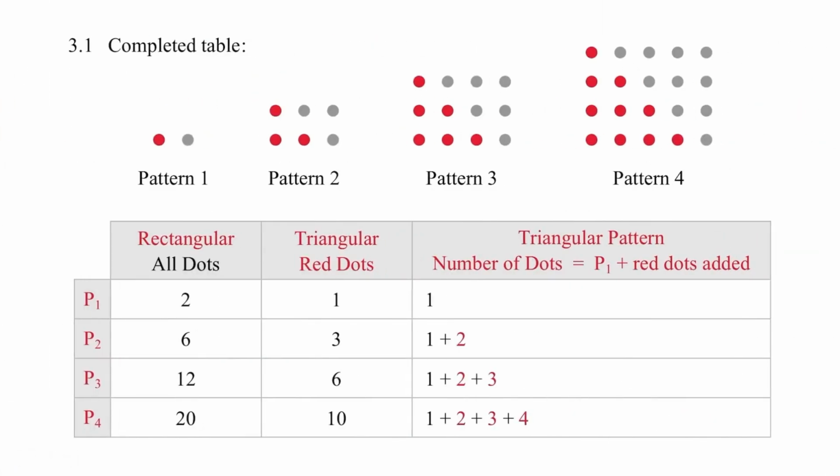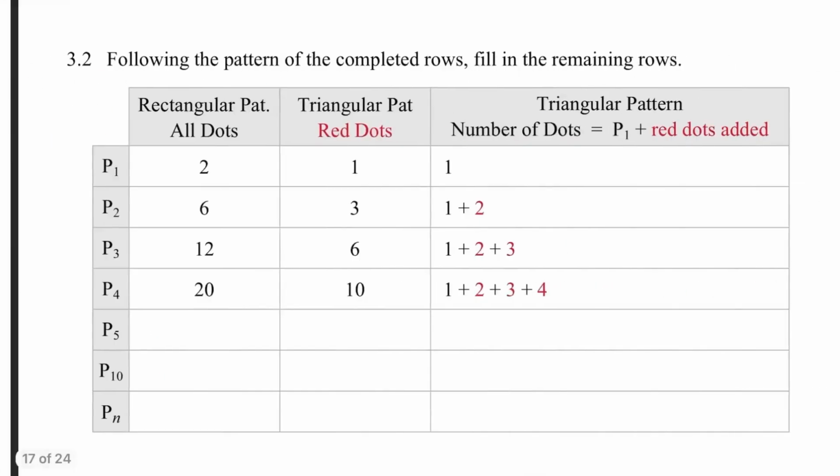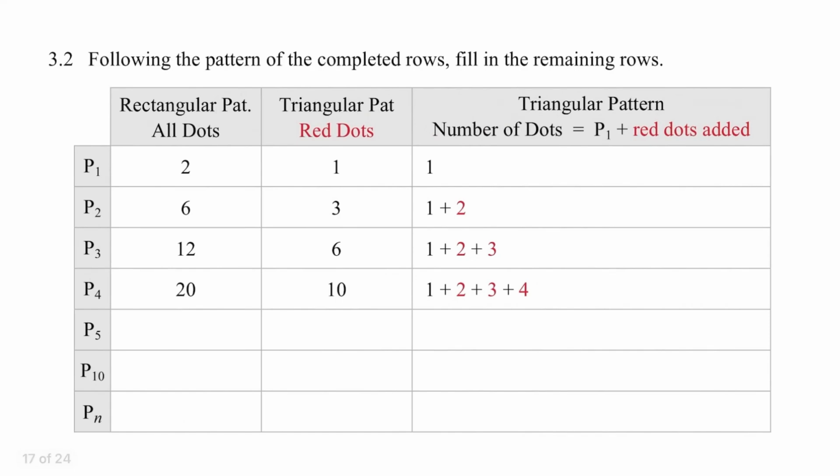Okay, so if you're struggling a little bit with the rectangular counting, remember that this is 1 times 2, 2 times 3, 3 times 4, and 4 times 5. Also be observant and notice that the red dots are exactly half the total number. So every time you have an answer in the left column, you simply halve that for the right column. And what we're adding is literally, for pattern 4, the first 4 numbers, 1 plus 2 plus 3 plus 4. Okay, pause this video and see if you can fill the rest in on your own.